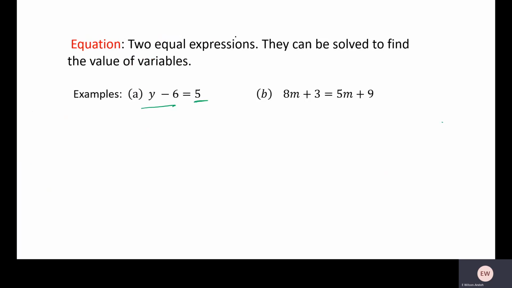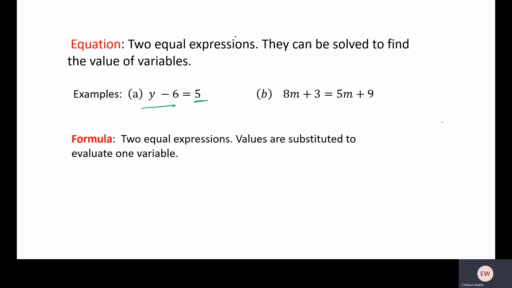And the value of the variable can be solved. So in the first one, we have the value to be y. We can solve for the value of y without substituting anything into the mathematical operation. And I will come back to that after we've looked at a formula.